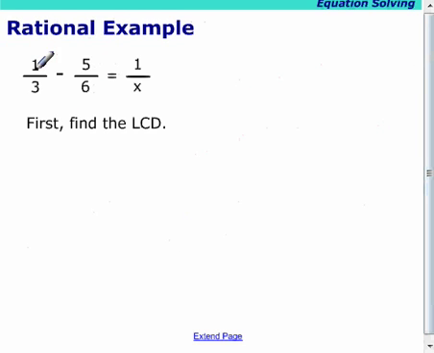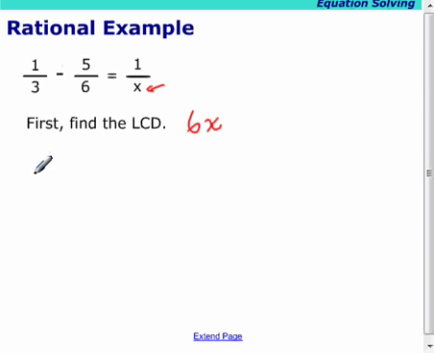Here's a question: a third minus 5/6 equals 1 over x. X is on the bottom. I'm thinking, oh goodness sakes, problem. But let's see how the I hate fractions rule works. First, you find the lowest common denominator. Looking at 3 and 6, the lowest is 6, but here I've got an x. Therefore, my lowest common denominator is going to be 6x.